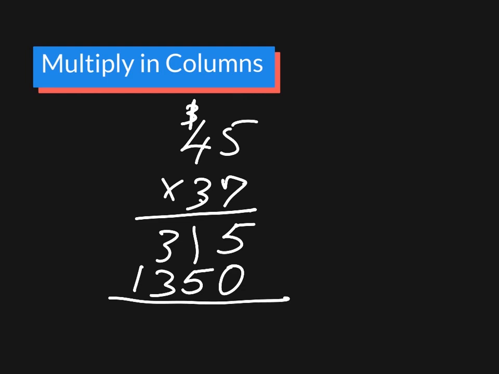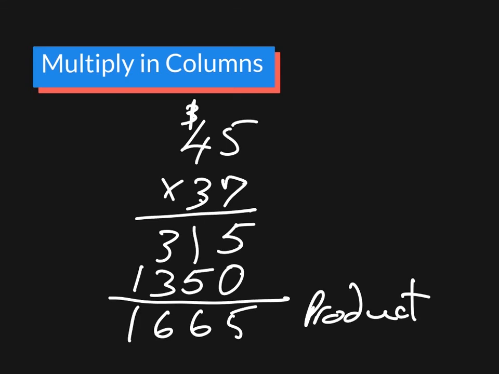So now we add down the columns. 5 and 0 is 5, 1 and 5 is 6, 3 and 3 is 6, and 1 and nothing is 1. The product is 1,665.